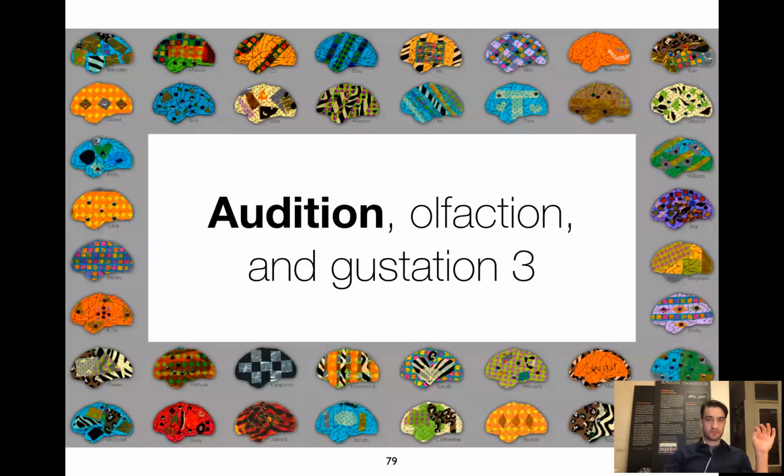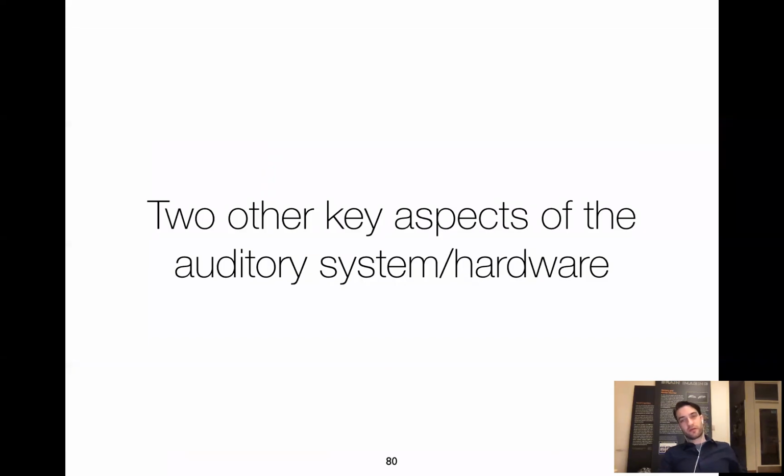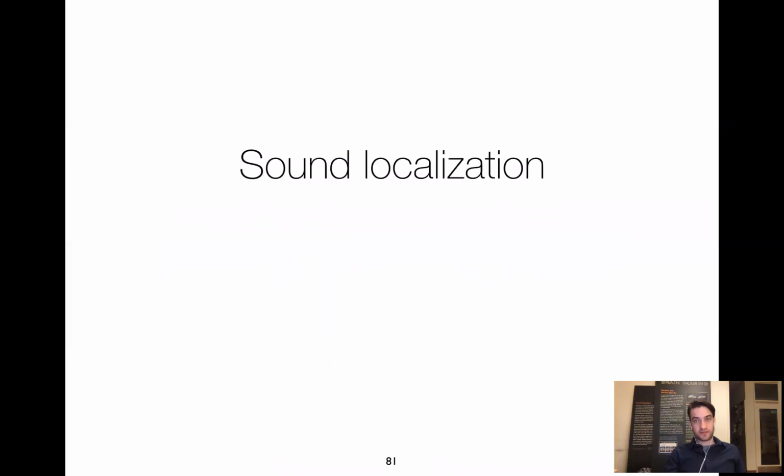Okay, so let's wrap up talking about audition by focusing on two other key aspects of the auditory system or hardware. The reason I use this vague language is that sound localization, while it obviously has something to do with audition and auditory processing, and this other domain, balance, which is involved in the inner ear, actually doesn't really map on very well to audition. So that's why I use that kind of terminology.